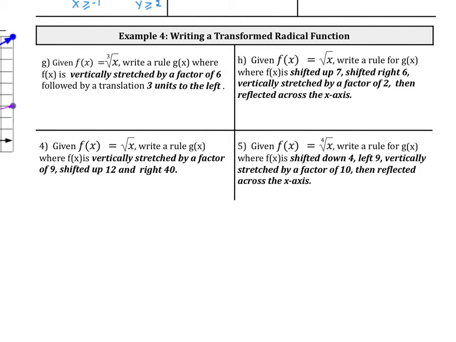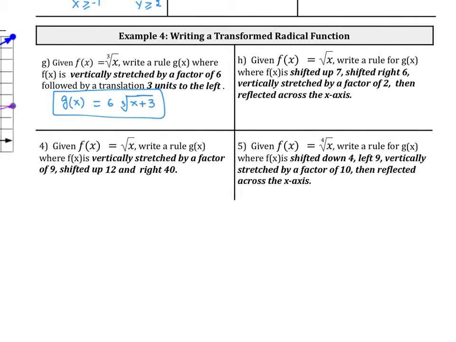We are going to write the function given the transformation. f(x) is the cube root of x. Write a g(x) where f(x) is vertically stretched by a factor of 6, followed by a translation 3 units to the left. So g(x) is going to be 6 times cube root of x plus 3, moving 3 units to the left, so that's going to be your answer.